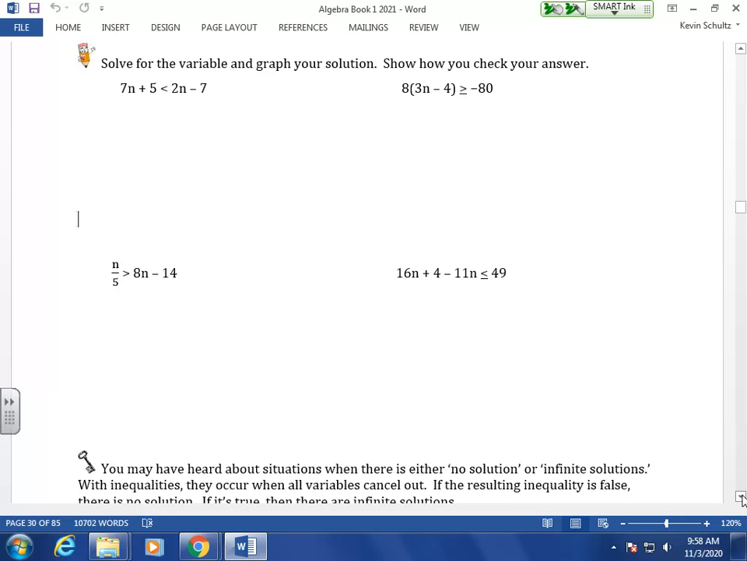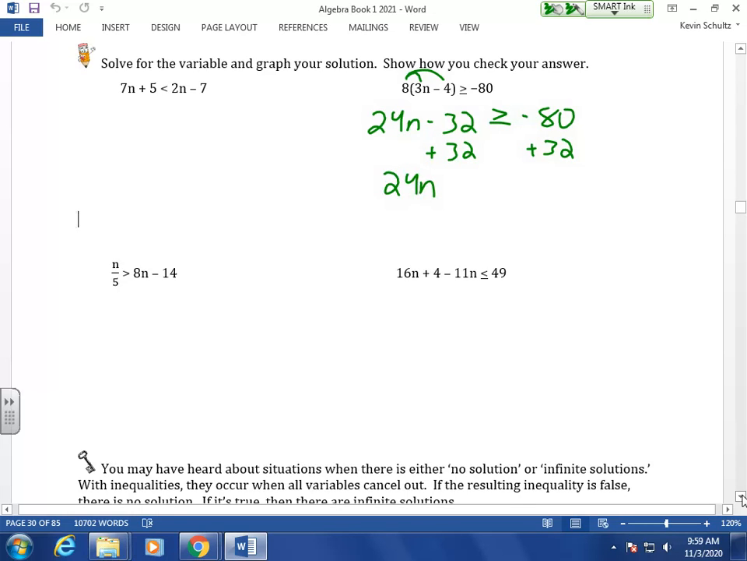Distribute. Okay? So into the parentheses goes our 8. We're going to multiply 24n. 8 times negative 4 is negative 32, and that is greater than or equal to negative 80. We're going to treat this two-step inequality the same way we would treat a two-step equation. Start with our constants, use opposite operations to move it over, add 32 to both sides. That gives us 24n is greater than or equal to negative 48.